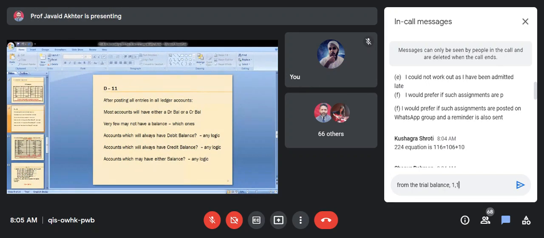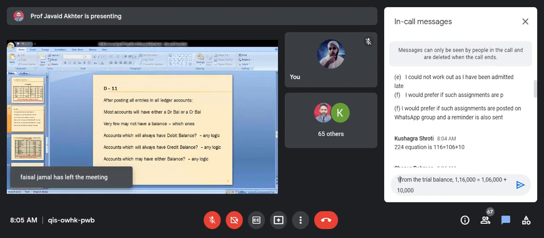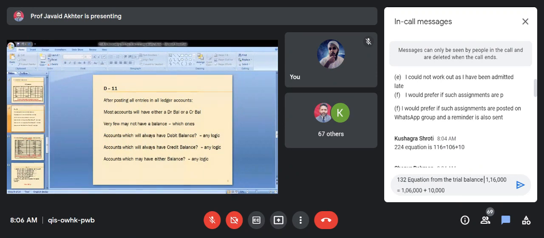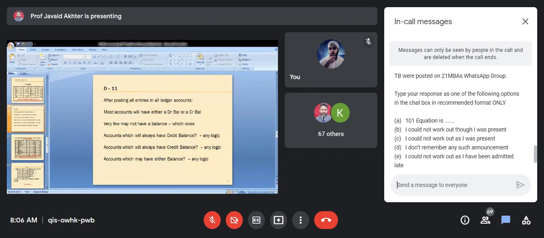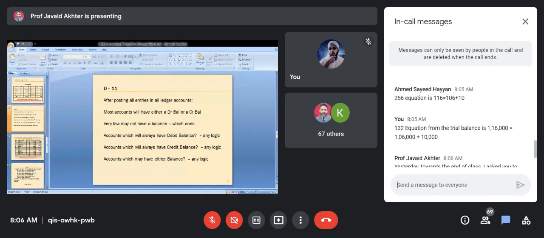Have you all posted your answer? Do you want me to wait for a minute or two? Can you paste the question again? Due to some network issue, I'm not able to see the question actually. Due to some error in the network, I was not able to see the question. Okay, I'll write the question again. I have written the question again.